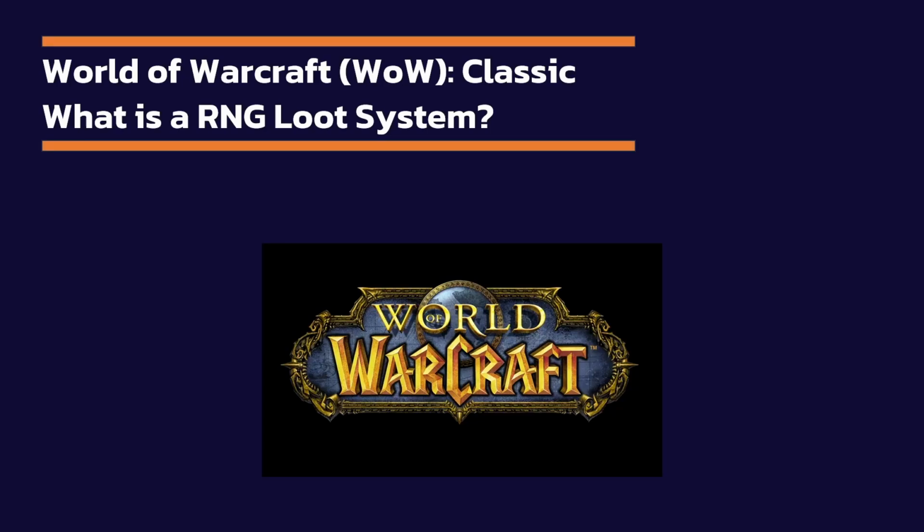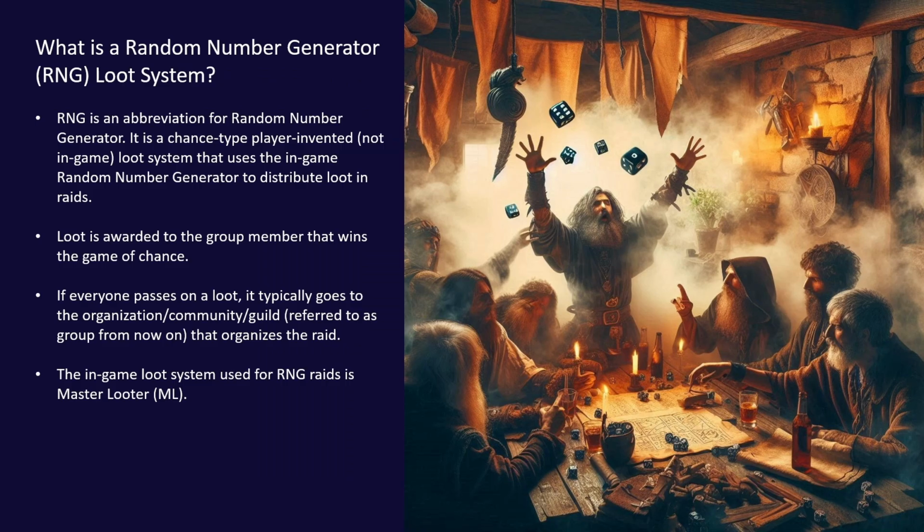Hello and welcome to this video where I will be talking about what an RNG loot system is. RNG stands for Random Number Generator. The RNG is a default feature within World of Warcraft. For example, when you type /roll, you will roll a number between 1 and 100. There's other types of commands you can do to set specific ranges with a minimum and maximum. But basically it's a gambling feature where you can get a number. So that's what the RNG is.